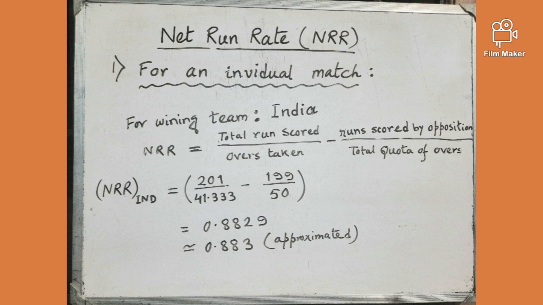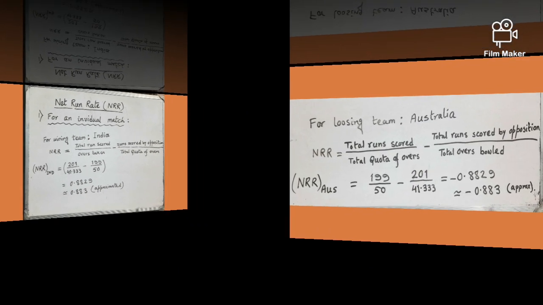First we put India's scored runs, 201, divided by 41.33 overs, minus Australia's scored runs, 199, and here we must put the total quota of the overs, that is 50 overs. Although Australia took 49.3 overs to score the runs, in the formula we have to put the total 50 overs. We find that the value is 0.883, that is plus 0.883 with some approximation in mathematics.